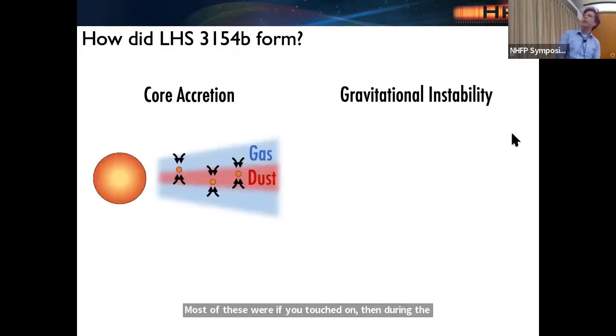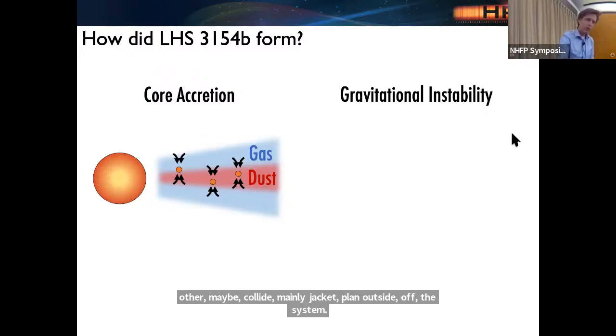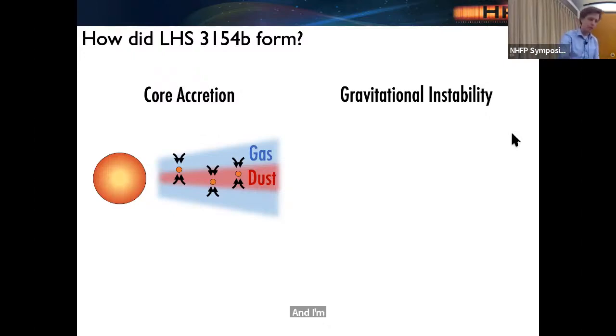In the core accretion scenario, planets form in a protoplanetary disk, which has a gas component and a dust component. There are planetesimals that form, with characteristic radii of maybe 1 kilometer or so. They're able to start to accrete the surrounding gas and dust, they can interact with each other, maybe collide, maybe eject a planet outside of the system, and eventually a fully formed system remains, with maybe many planets, maybe just a single planet.